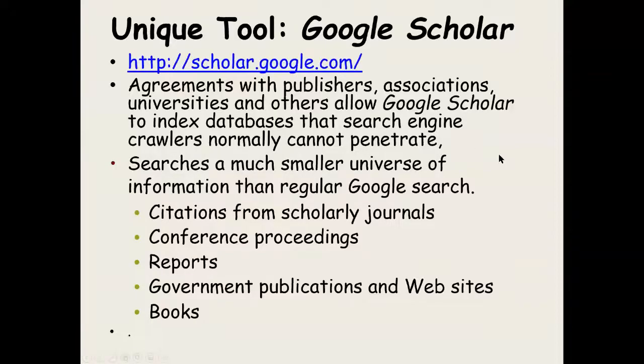So if I go to the next thing, talking about Google Scholar, there it is, scholar.google.com. What they've done is to make agreements with various publishers, et cetera, to search things that they normally can't search in many cases. So this lets you go into certain databases and lets you find things that are primarily related to scholarly publications. And there's conference proceedings, reports, et cetera. So this is a great tool for things that are academically search-oriented kind of stuff. I use it all the time.